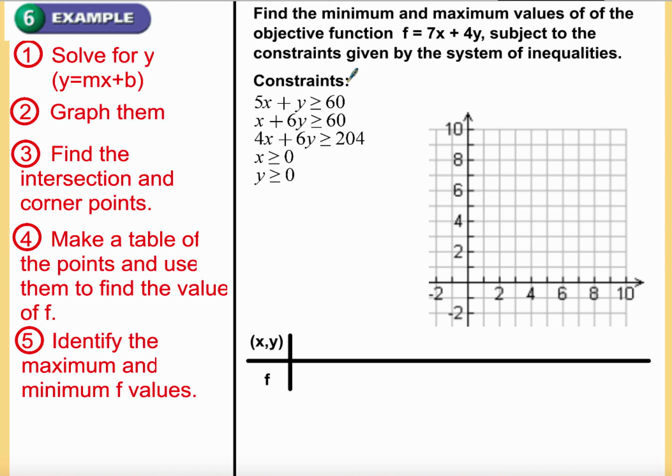So let's see. 5x plus y is greater than or equal to 60. Well, I'm going to subtract 5x right away. So now I've got y is greater than or equal to negative 5x. Remember, I just said I was going to subtract it to the other side, plus 60. Awesome. So let's pop that into our calculator.